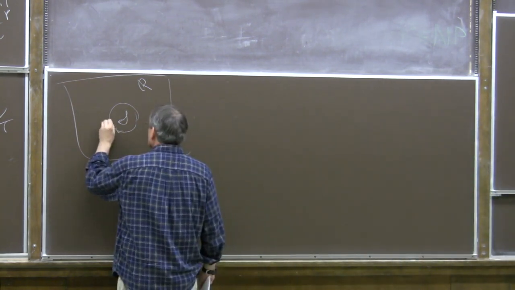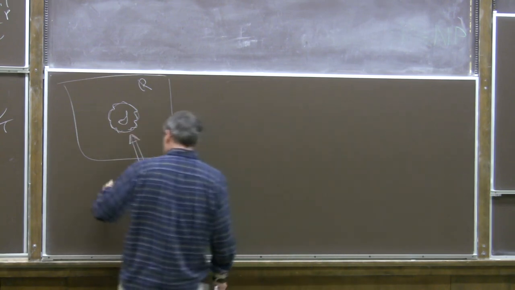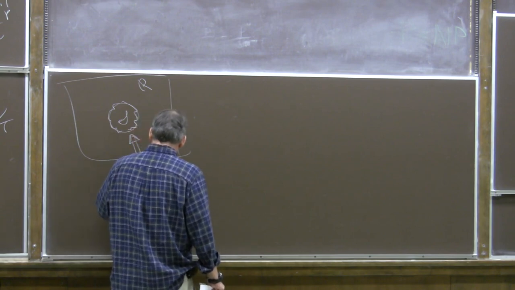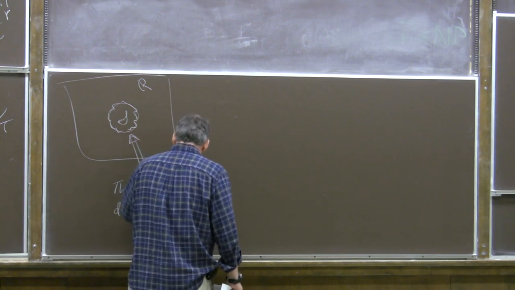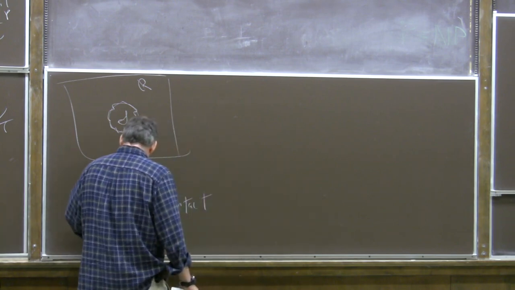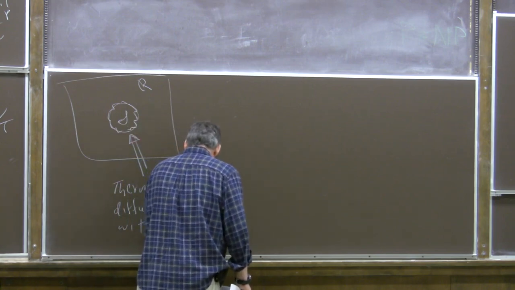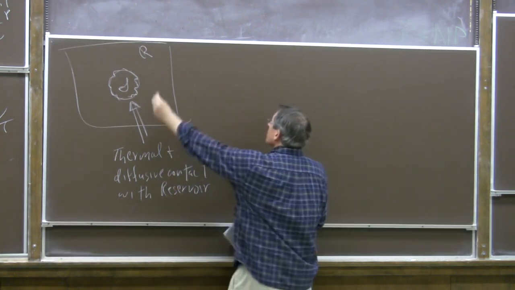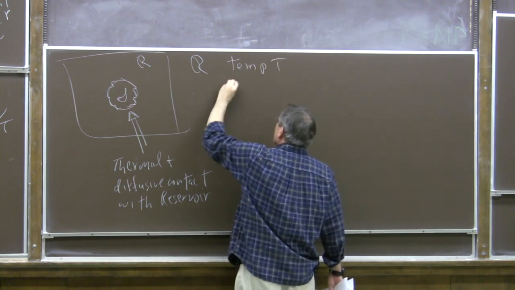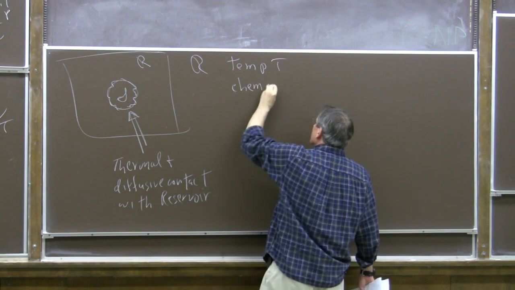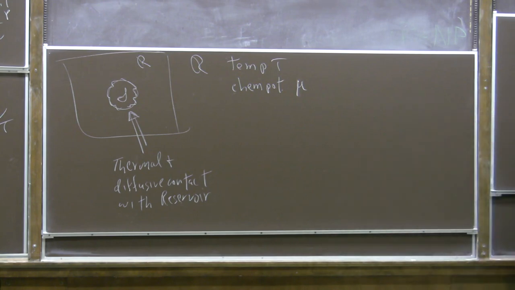So now we'll imagine the system is in thermal and diffusive contact with a reservoir. The reservoir has temperature tau and chemical potential of mu, which we can consider to be constant.